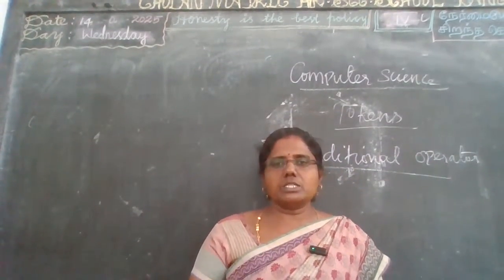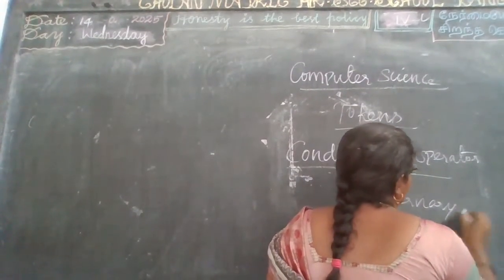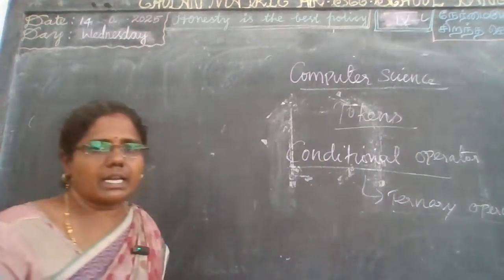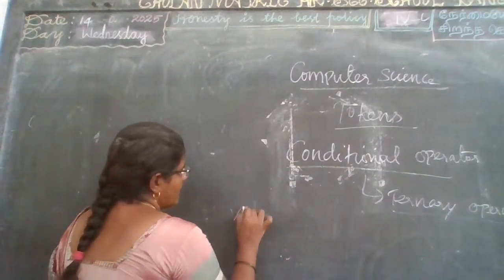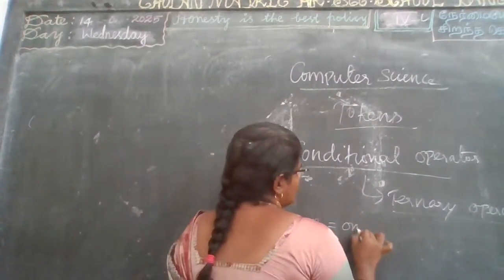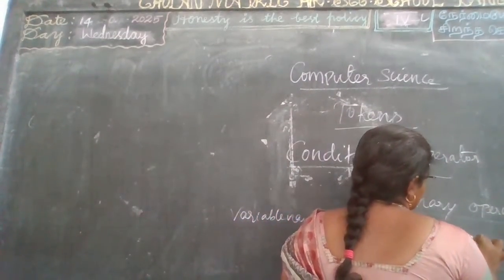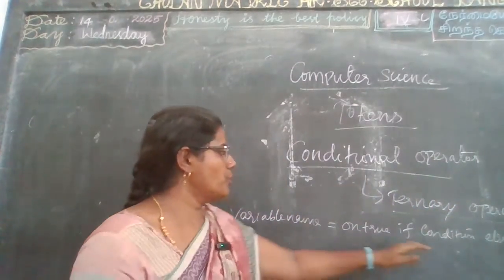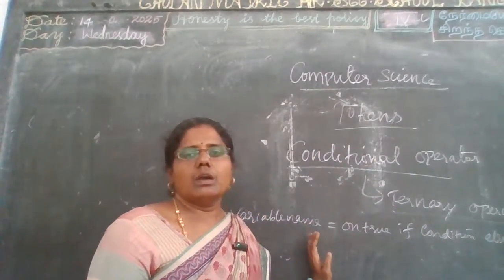It requires three operands, so it is called a ternary operator. How do we write the operator? The syntax of this operator is: variable name equal to on-true statement if condition else on-false statement. So if the condition is true, this part will be assigned to the variable. If the condition is false, this part will be assigned to the variable name.